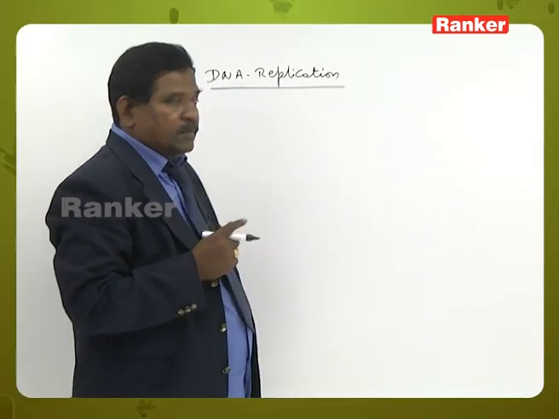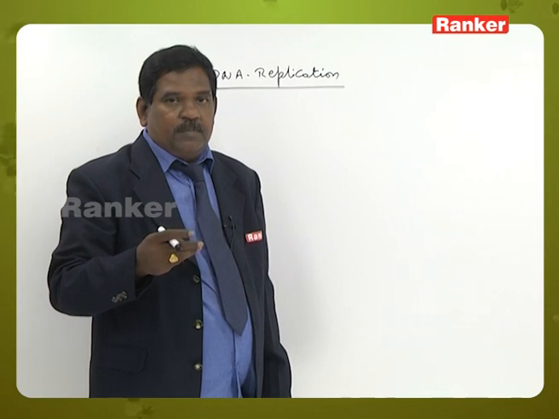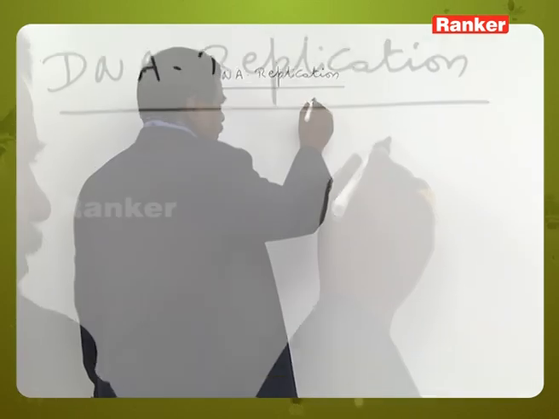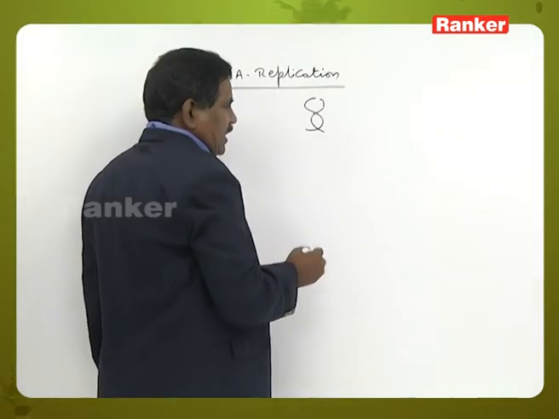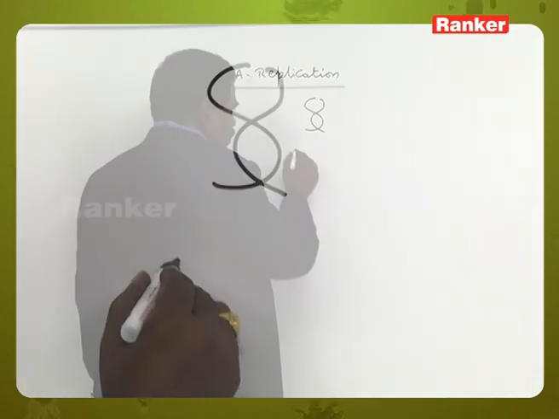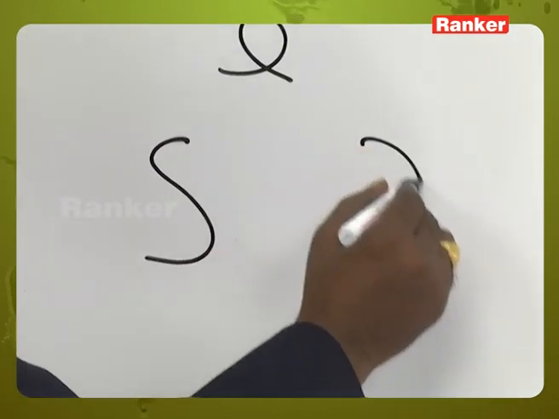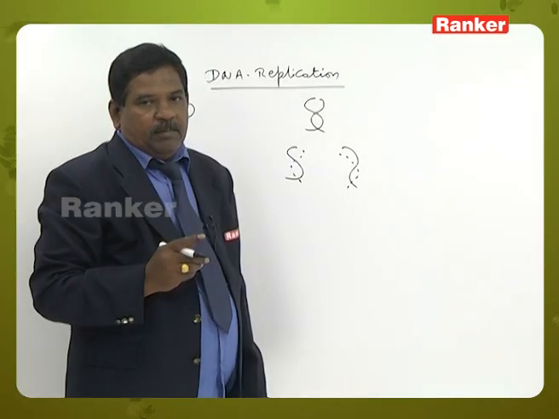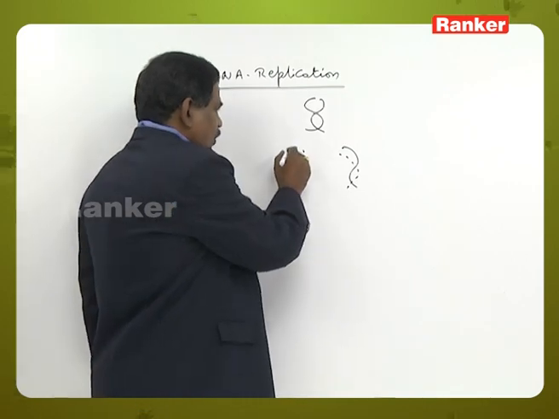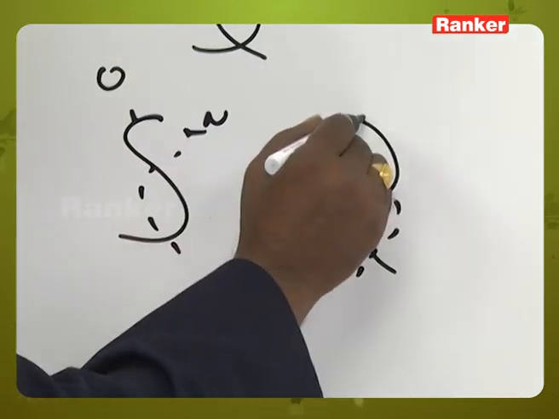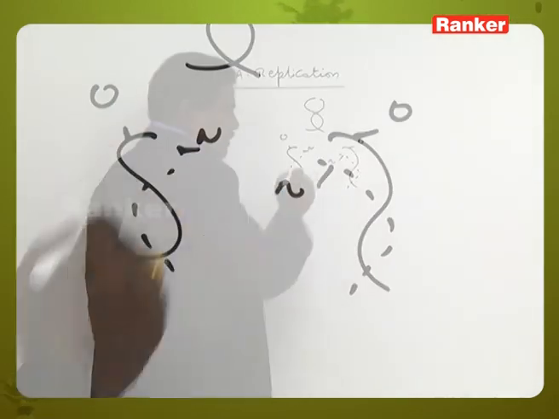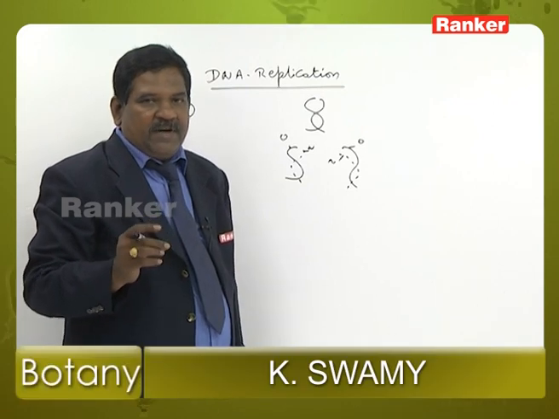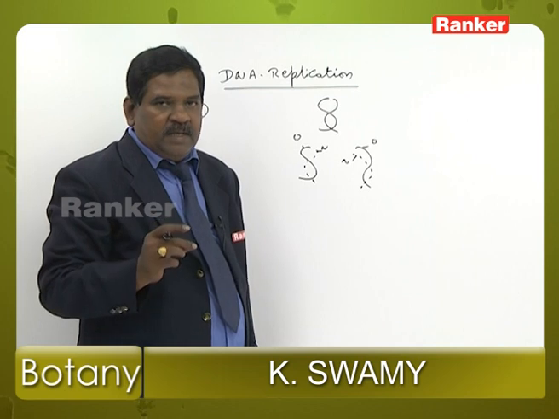In DNA replication, one DNA molecule produces two daughter DNA molecules. This is the mother DNA. Its two strands separate during the replication. Two daughter DNA molecules are formed. This is the old strand and this is the new strand. So DNA replication is a semi-conservative method.